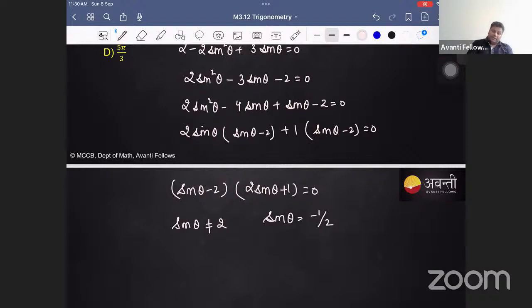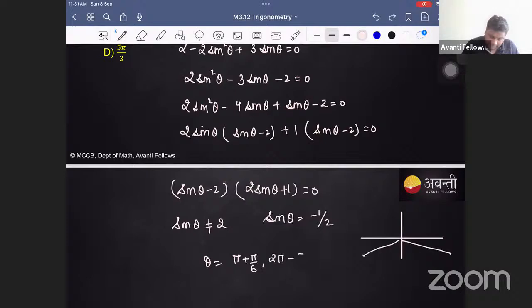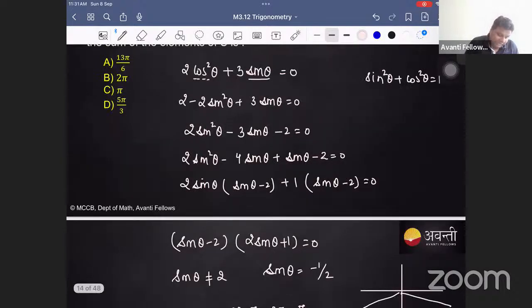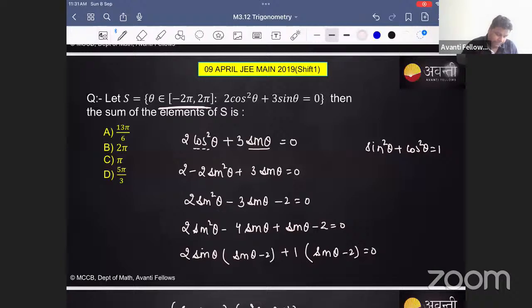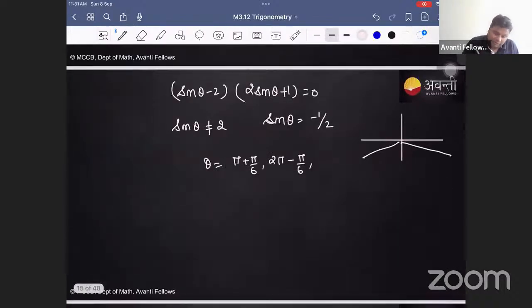Now, minus 1 by 2. Sin theta will be, if I take in 0 to 2 pi, it will be minus 1 by 2. It will be either in third quadrant or it is in fourth quadrant. So in third quadrant, it will be pi plus pi by 6. In fourth quadrant, it will be 2 pi minus pi by 6. Now, since x is given to me in minus 2 pi to 2 pi, one value will be minus pi by 6 and other value will be minus of 5 pi by 6.